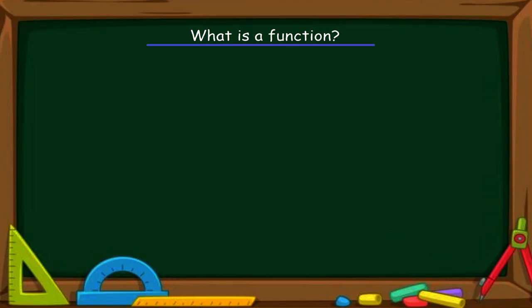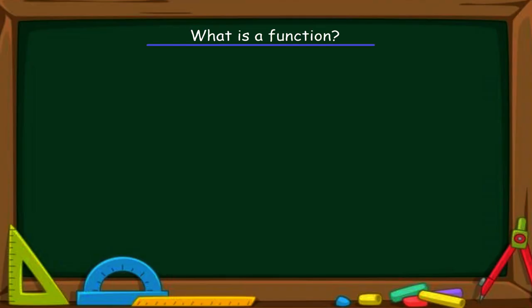Let's get started. What is a function? Have you ever wondered the answer to that question? A function is a relationship. It's a special kind of relationship between the input and the output, or you could say between two sets of numbers. It relates each input to a single output.